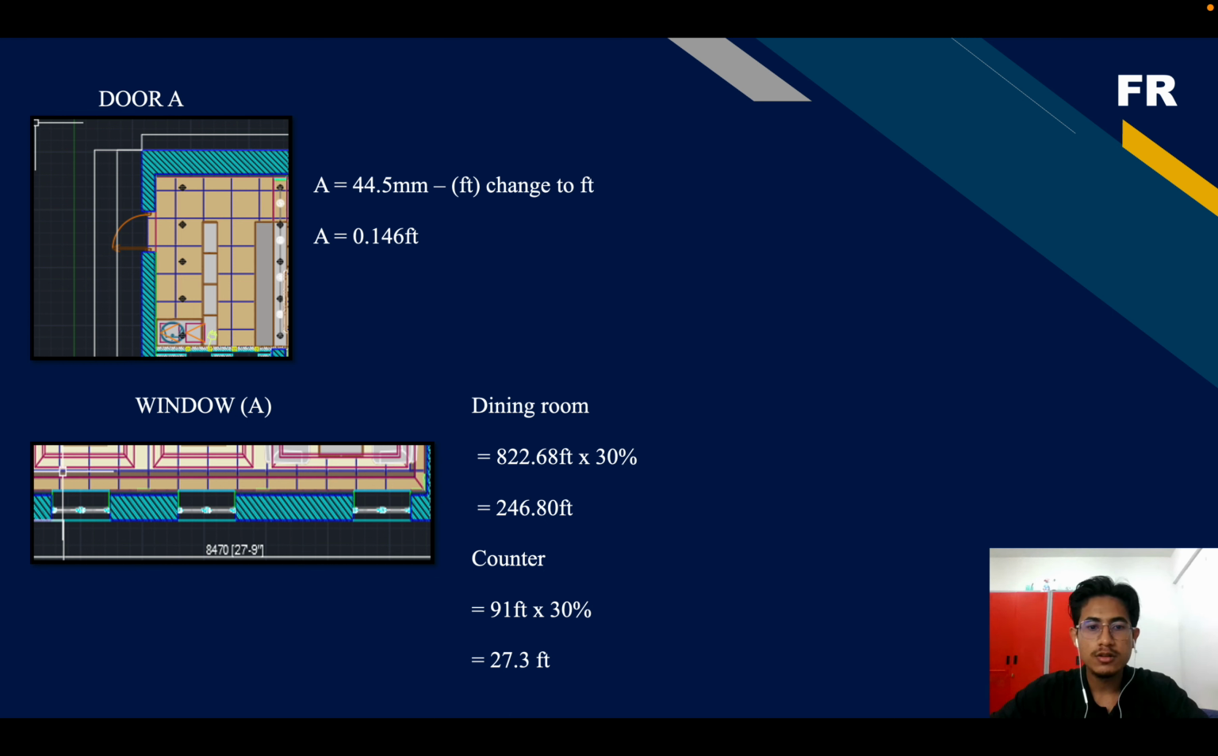The next one is how to calculate window. For example, dining room 822.668 feet times 30%, we can get 246.80 feet. The next one is counter, 91 feet times 30%. We can get 27.3 feet.